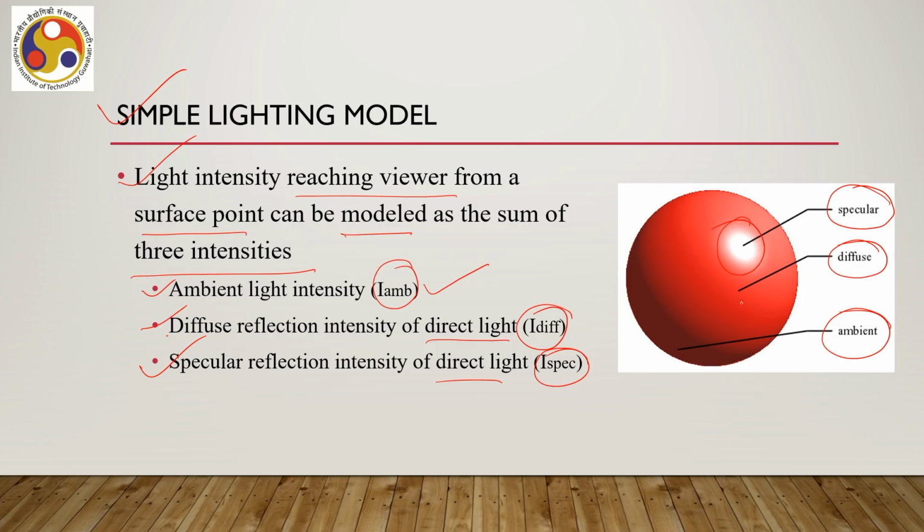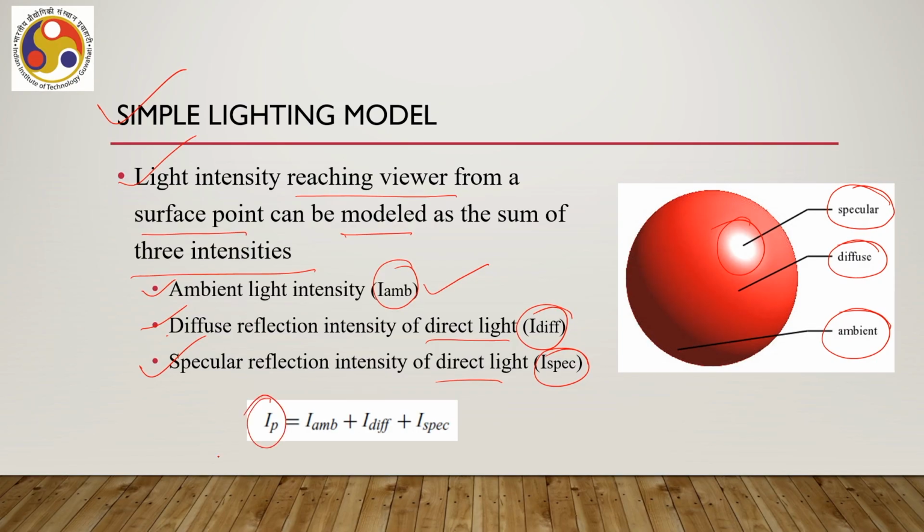So, each type of light will have its own intensity, and after combining these three intensities, they come to the viewer's eye, and correspondingly we can have the simple lighting model, which says that the intensity of the incident light on the viewer's eye is the sum of the incident light due to ambient component, due to diffuse component, and due to specular component. This is the simplistic way of looking at the lighting model.